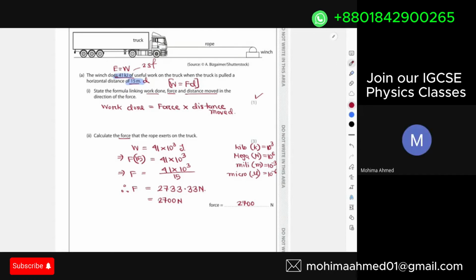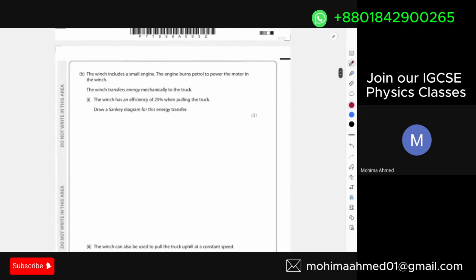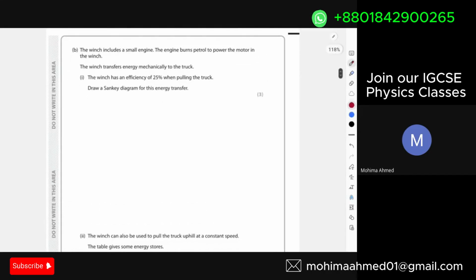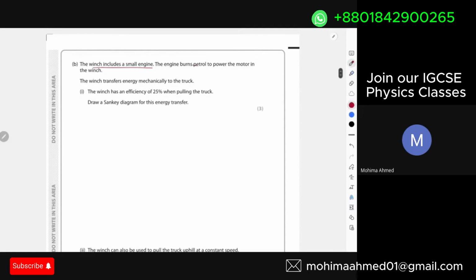Okay, now after this is a Sankey diagram. I think in the last class also we were explaining how to draw a Sankey diagram and I couldn't draw that because of less space. Now they're saying that the winch includes a small engine. The engine burns petrol to power the motor in the winch, and the winch transfers energy mechanically to the truck. The winch has an efficiency of 25% while pulling the truck. Draw a Sankey diagram for this energy transfer.